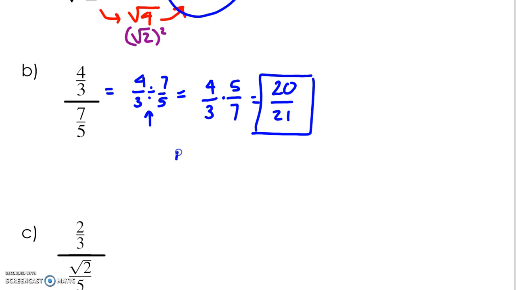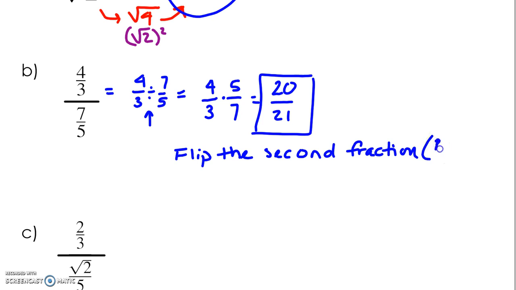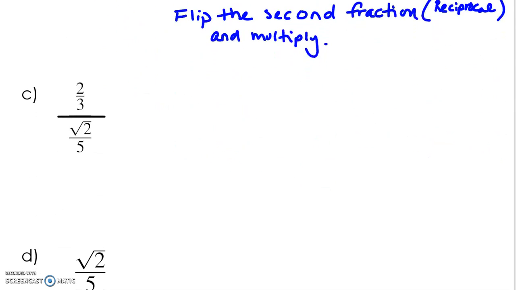So the main thing to do here is to flip the second fraction. And that's like taking the reciprocal, flip the second fraction, and you multiply to get the answer. All right, let's look at problem C. And for problem C, we have the same exact thing. So we have 2/3, and I'm going to flip as well. So instead of square root of 2 over 5, we're going to have 5 over the square root of 2.